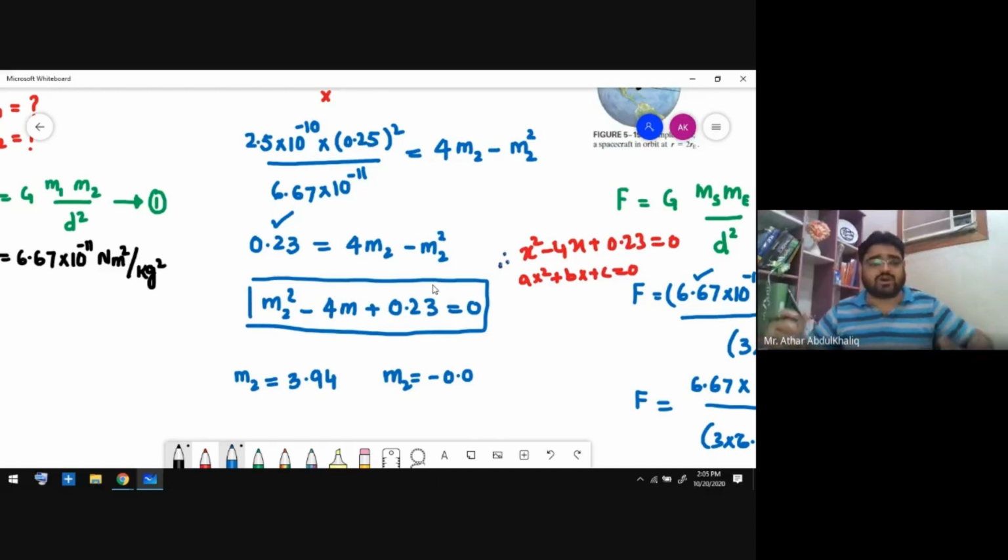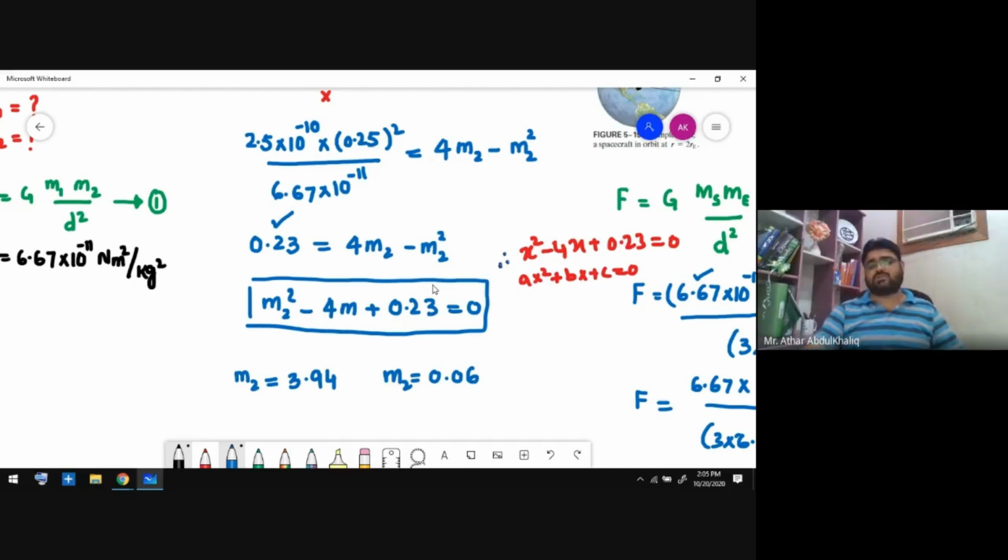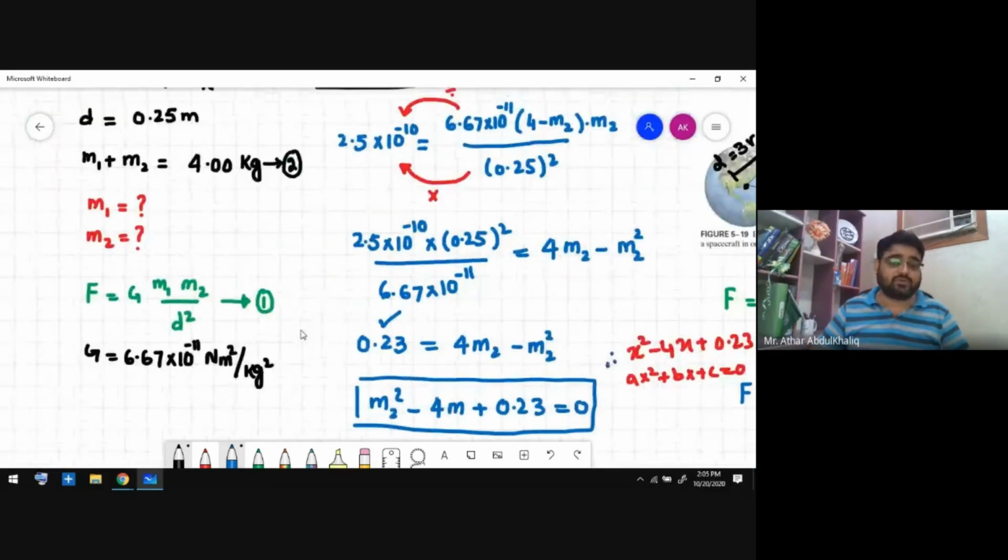Whatever you put, because they did not mention whether M1 or M2 is heavier, we can use both of them and we will get the same answer. So the second answer is M2 is 0.06. Okay, now we found two answers for M2, but the question was to find M1 and M2.